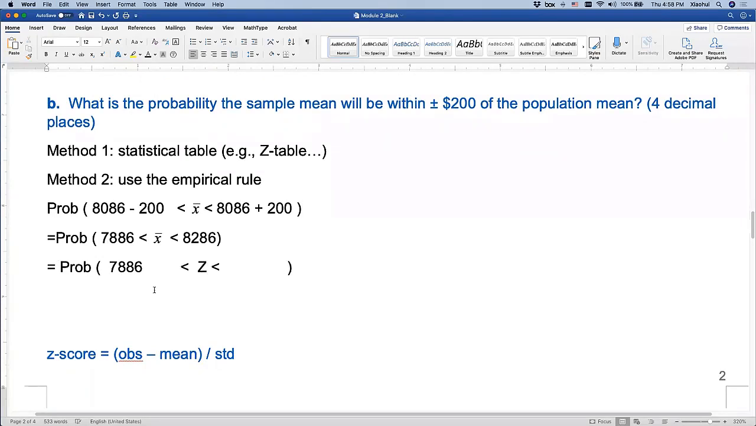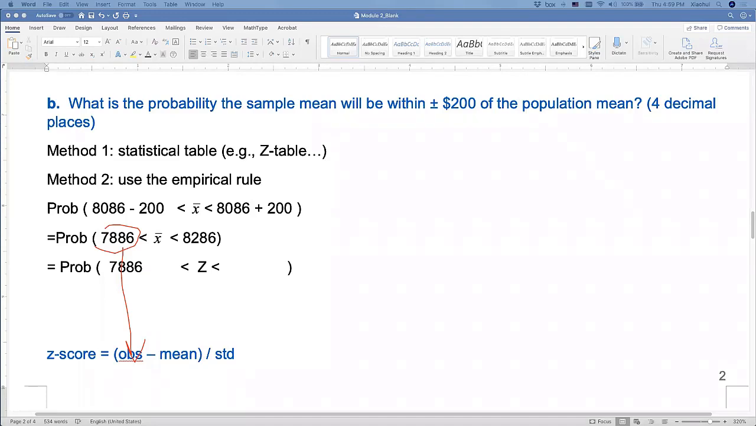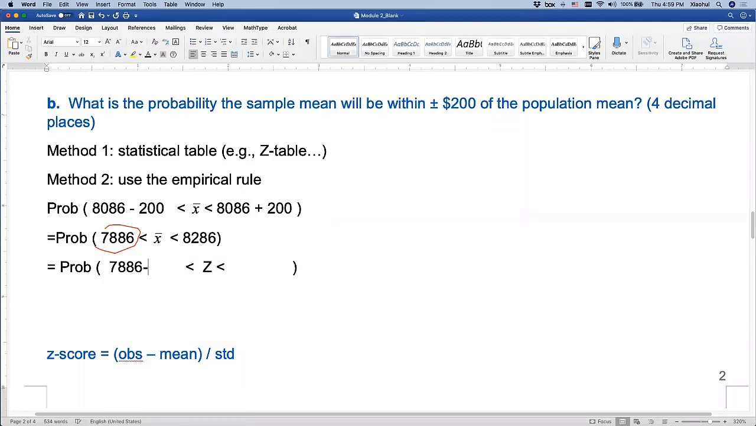I'm not done here. We want to convert 7,886 into its corresponding z-score. This is very important. It's very important that you see that 7,886 is the observation here. You still have to subtract the mean, divided by standard deviation. You do not want to divide by standard deviation right away. You want to subtract the mean. So it's gonna be minus the mean.